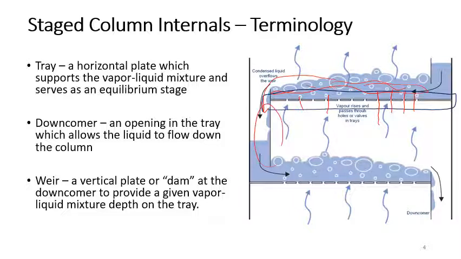So this is the downcomer. It is an opening in the tray which allows the liquid to flow down in the column to the next stage. And then there's a weir. So this is the weir. Weir is just a dam to hold the liquid mixture to provide depth, so that the liquid and vapor can mix and reach equilibrium. So these are some basic terminology in the column concerning the trays.